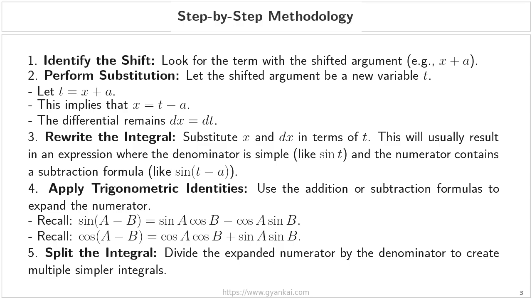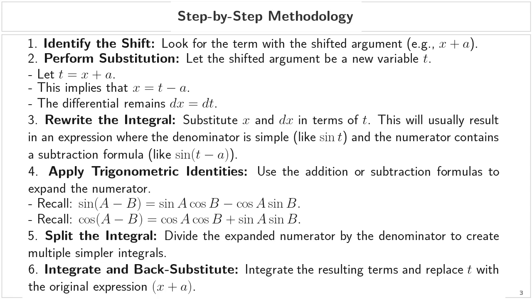5. Split the integral. After expanding the numerator using the trigonometric identity, we'll have a sum or difference of terms. We can then split our single integral into multiple simpler integrals, one for each of those terms. This is based on the property that the integral of a sum is the sum of the integrals. 6. Integrate and back substitute.